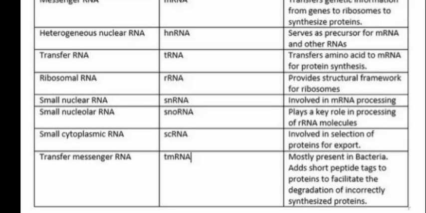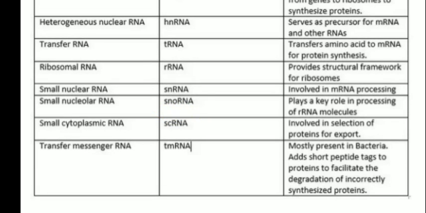The next type of RNA is snoRNA. snoRNA stands for small nucleolar RNA. And these small nucleolar RNAs play a key role in the processing of ribosomal RNA molecules. The ribosomal RNA molecule is processed with the help of snoRNA.